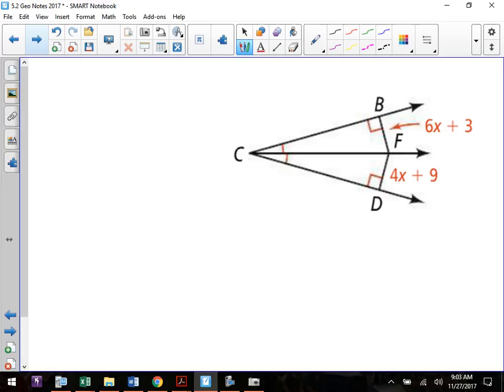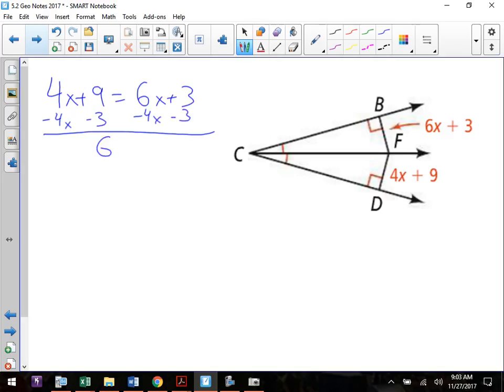Again, we have 4x and 9, 6x is 3. Subtract the 4x, subtract the 3. Then we get 3 again. Always double check your answers, just make sure you didn't screw anything up. Let's see, 6 times 3 is 18. 18 and 3 is 21. And 12 and 9 is also.